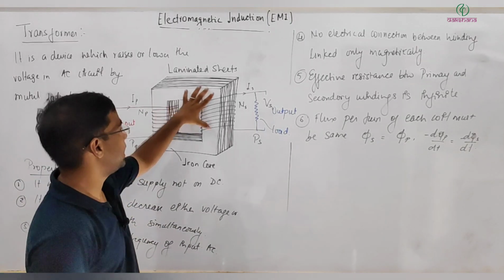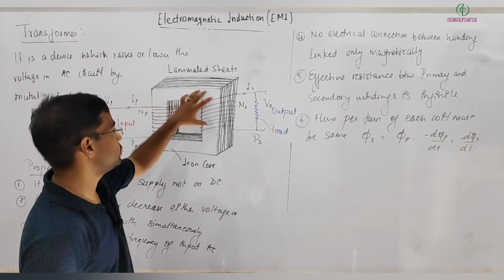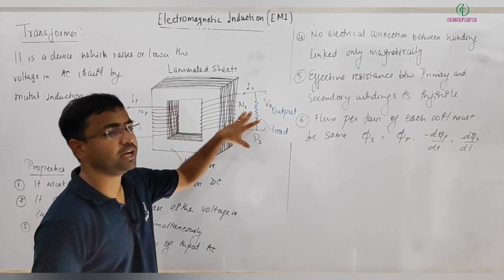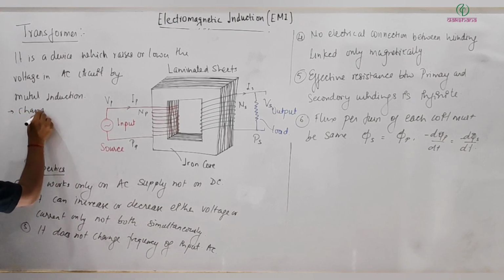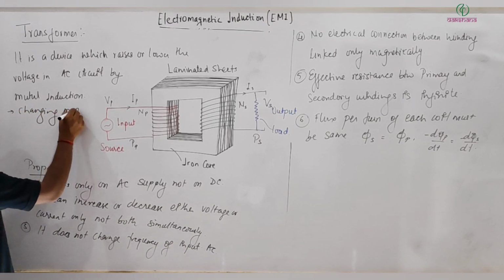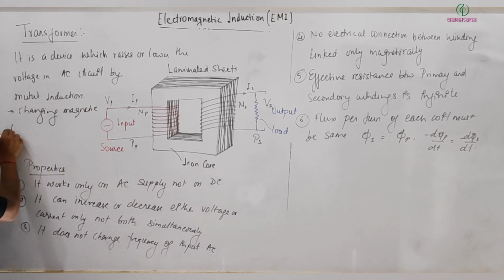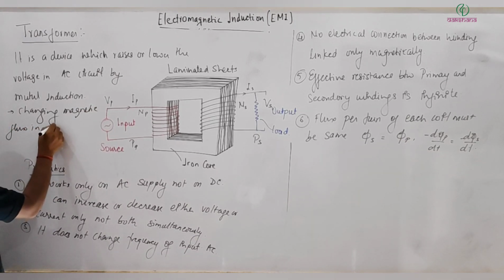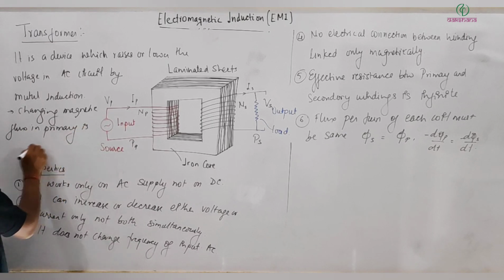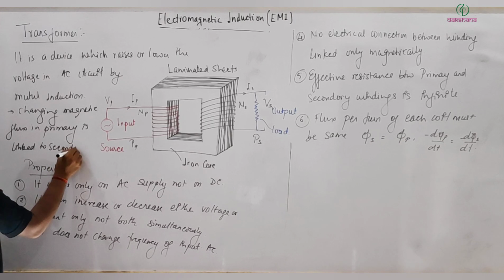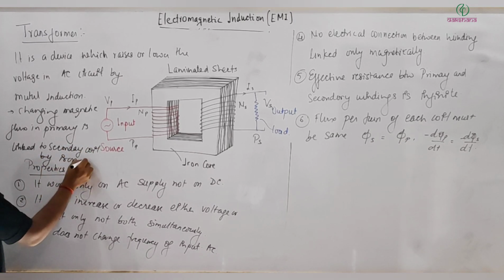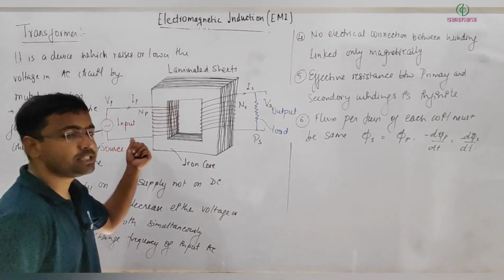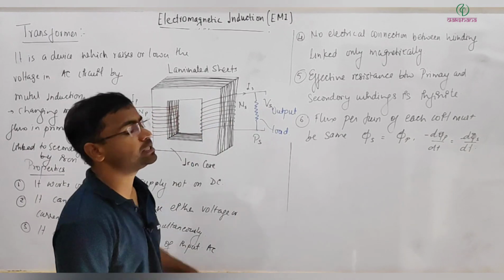Here this is an iron core. Changing flux here is linked to the secondary coil, and that generates EMF in it. So here I can write: changing magnetic flux in the primary coil is linked to the secondary coil by the iron core. And that way, when this changing flux is linked to the secondary coil, it will generate some EMF in this.